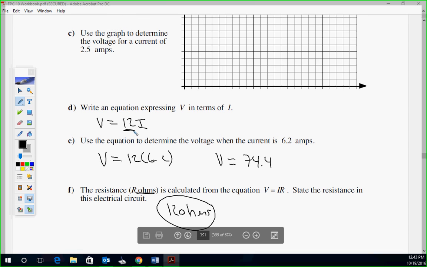Okay, we good? Where's the confusion? The ohms come from what our growth factor is. Our growth factor is 12.